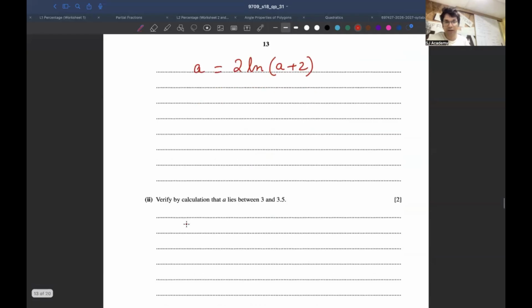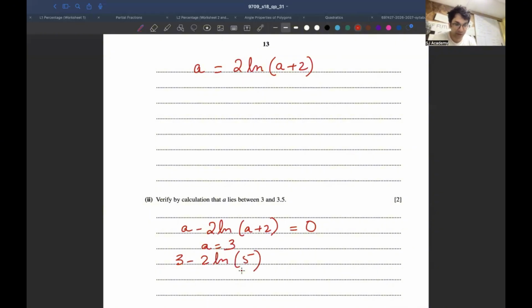In part 2, we have to verify by calculation that a lies between 3 and 3.5. Now the method to do this is we'll first bring the whole equation on the left hand side and write it equal to 0. Now to show that a lies between this, we have to show a change of sign. So first taking the value of a as 3, we'll substitute 3 over here, we'll get 3 minus 2 ln of 5.